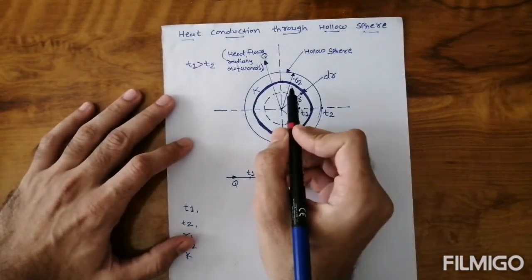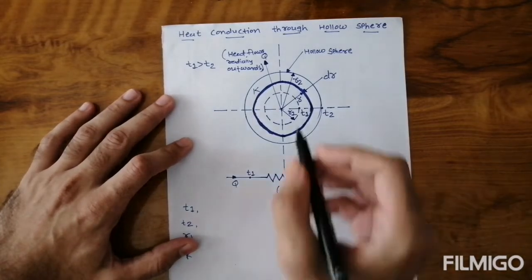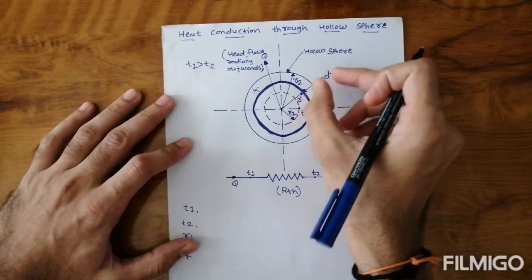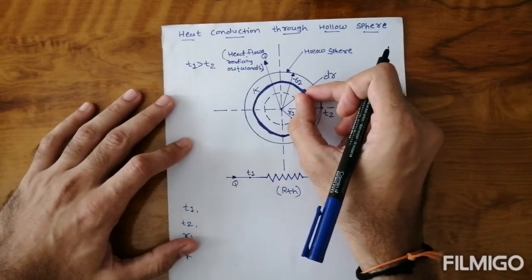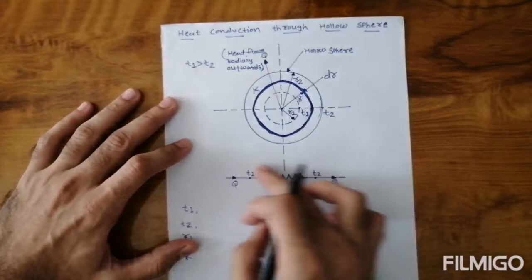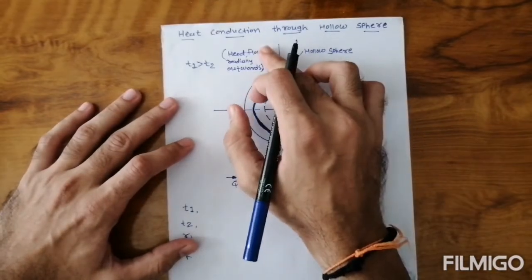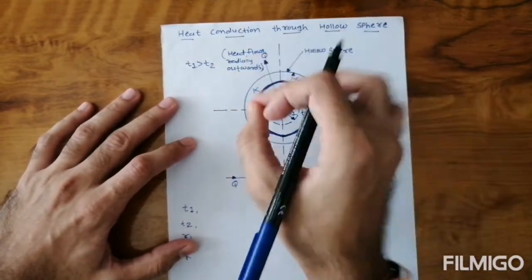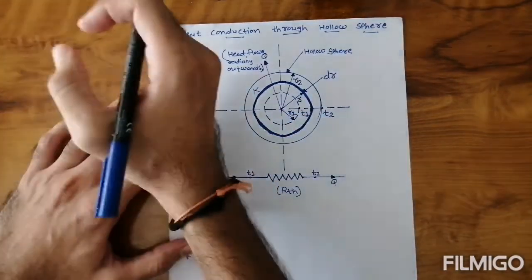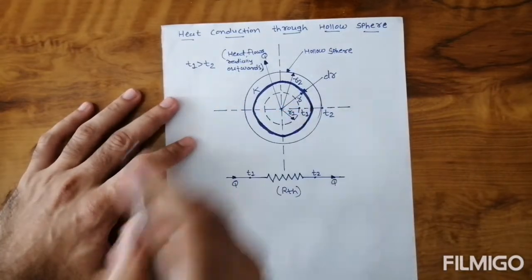Now we consider one element in the hollow sphere whose radius is r from the center and whose thickness is dr. In this figure, heat is transferred from inside to outside, and we consider that heat is transferred only in the radial direction, and we should mention that heat flows radially outward.